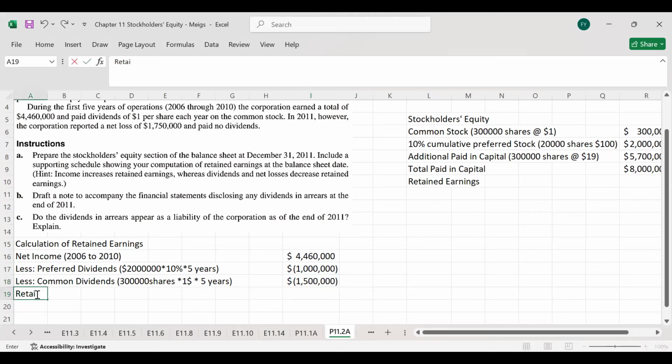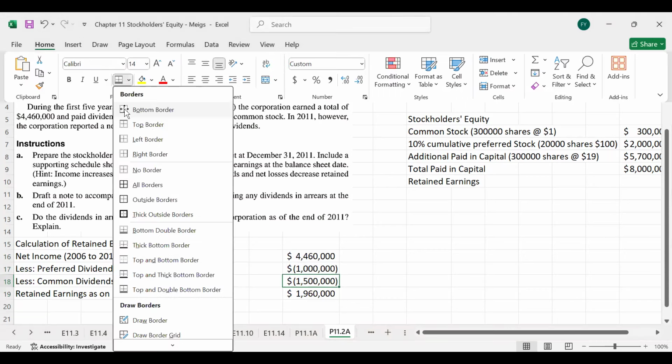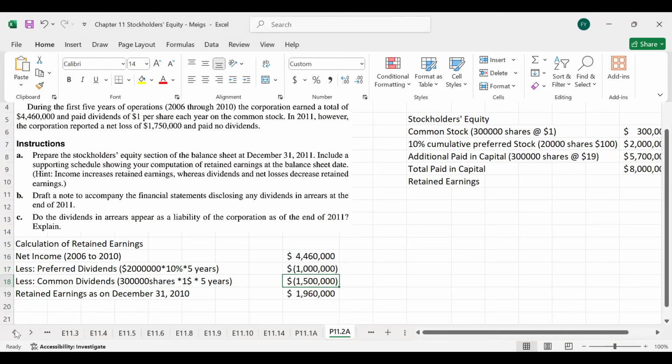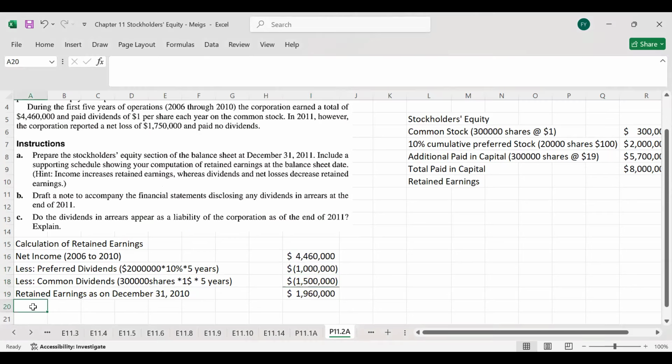So we have retained earnings as on December 31st, 2010. 2010, why? Because the profit is for the first 5 years. So this is for 2010. So how much retained earning is there? $1.96 million. So this is the retained earning, and then we will deduct net loss.